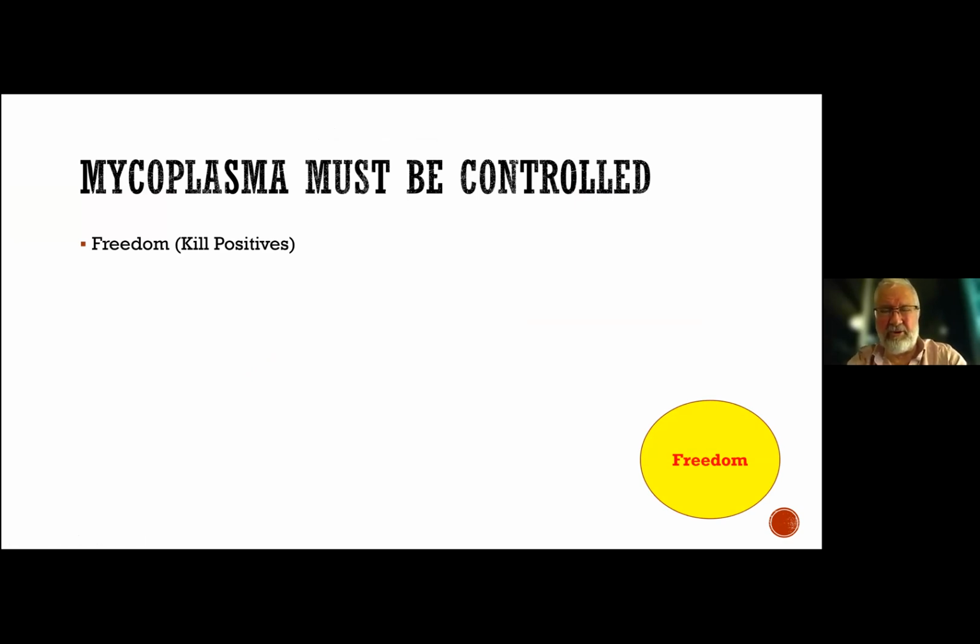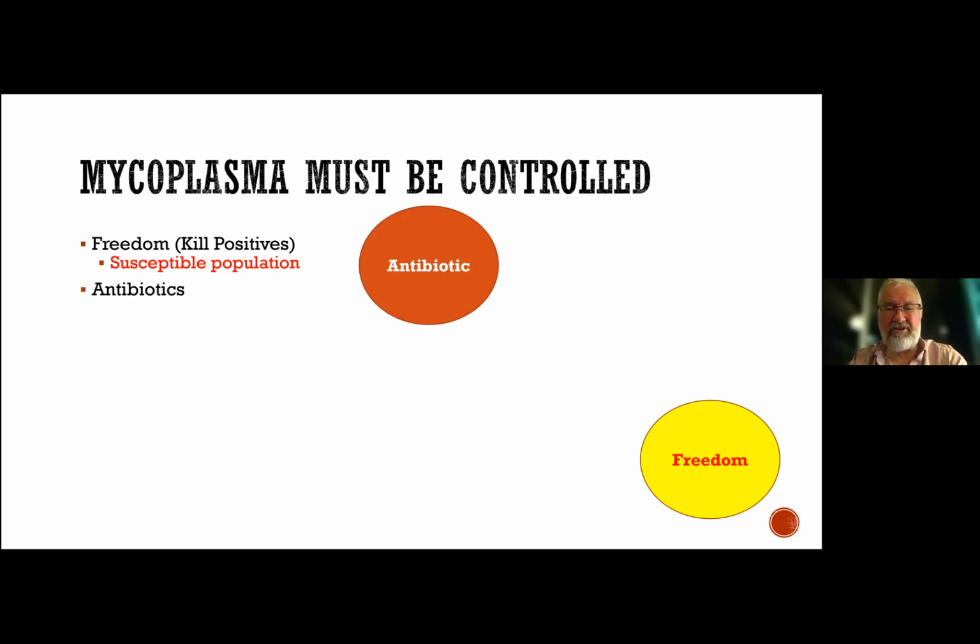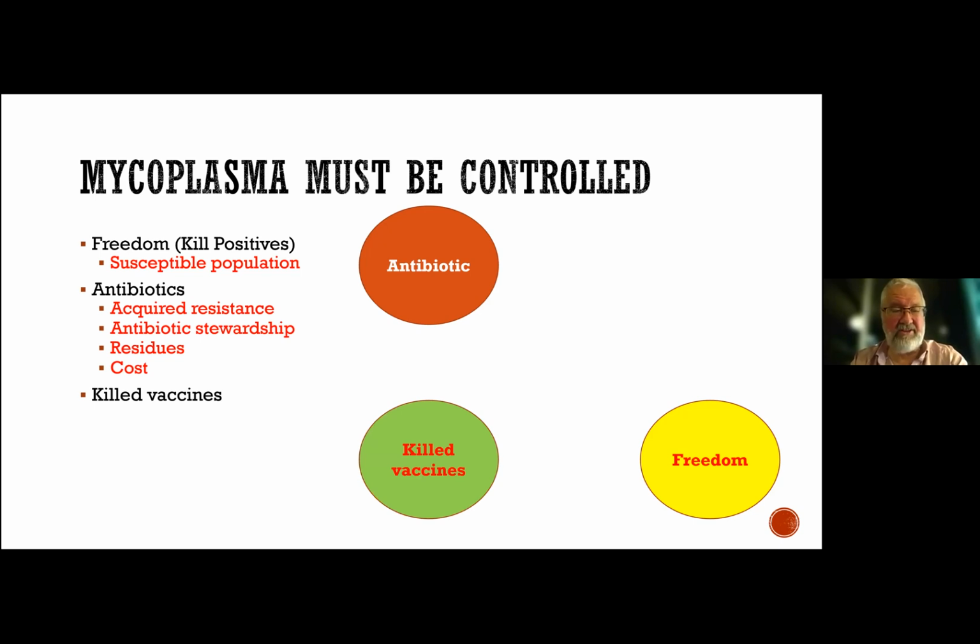But I think the conclusion of the talk up until now is that Mycoplasma must be controlled. And whether you do something like freedom, where you kill positive flocks or you stream them, is one thing. One of the problems with freedom is you've got a totally susceptible population. It's got no resistance to getting infected. Antibiotics is a very practical thing you can do about Mycoplasma, except for some of the problems like acquired resistance, the need for antibiotic stewardship and stopping this AMR occurring. Residues in meat, and this is a real big problem if you're exporting, and also the cost of the antibiotics is another problem.